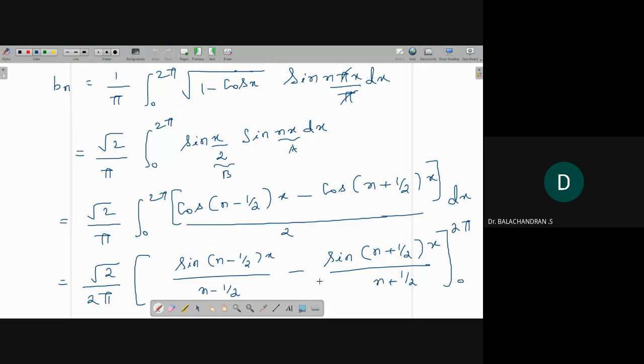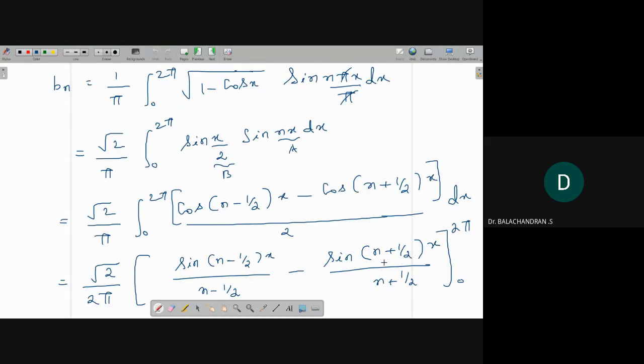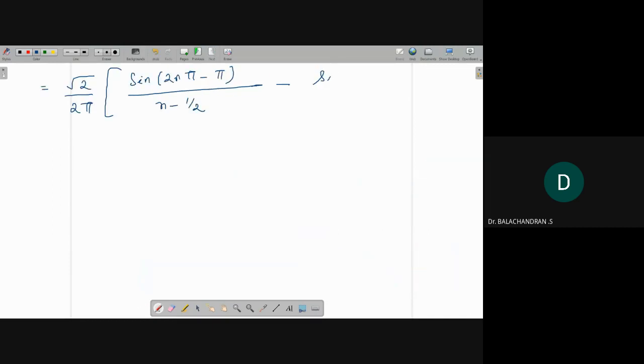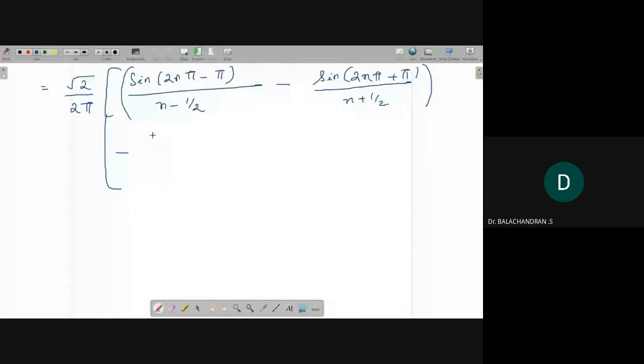Okay. So sine 2n pi minus pi divided by n minus half, minus sine 2n pi plus pi divided by n plus half. So this is actually the upper limit. Minus the lower limit, which is sine 0, 0, sine 0, 0. So 0 minus 0.